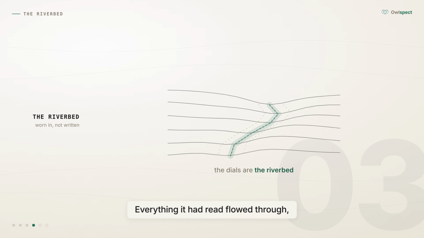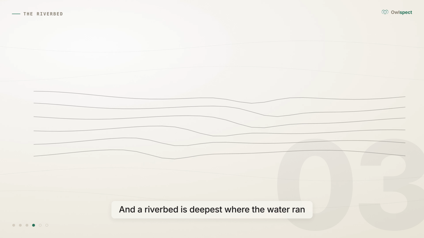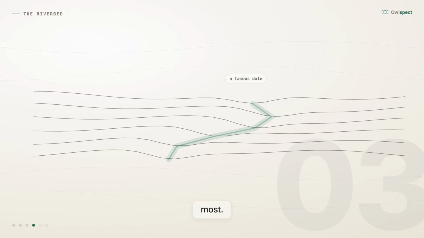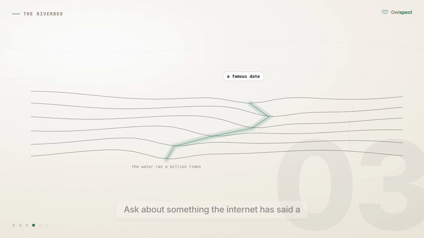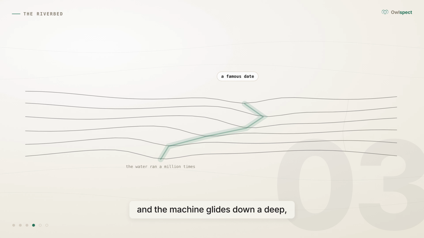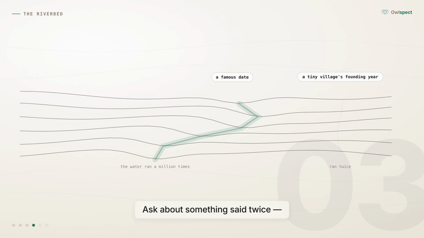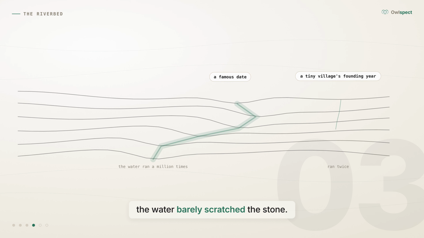Everything it had read flowed through, and the shape the flow left behind is what stayed. Keep that picture. The whole season leans on it. And a riverbed is deepest where the water ran most. Ask about something the internet has said 1,000,000 times, and the machine glides down a deep, sure channel. Ask about something said twice. The water barely scratched the stone.